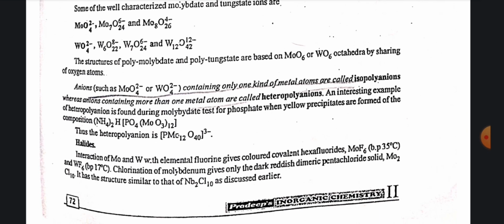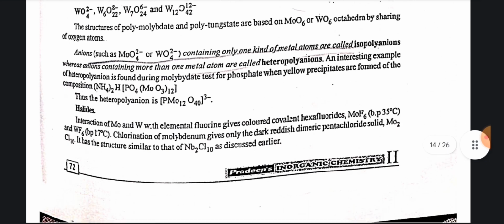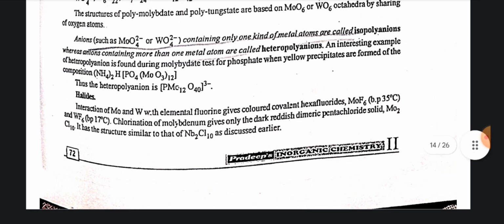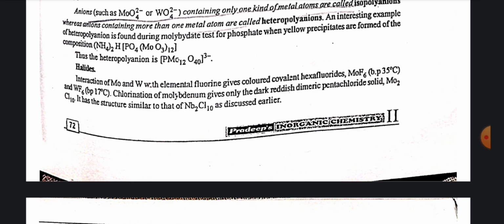Anions such as Mo2O7 2- or W2O7 2-, containing only one kind of metal atoms, are called isopolyanions, whereas anions containing more than one metal atom are called heteropolyanions. An interesting example of a heteropolyanion is found during the molybdate test for phosphate, when yellow precipitates are formed. The heteropolyanion is PMo12O40 3-.